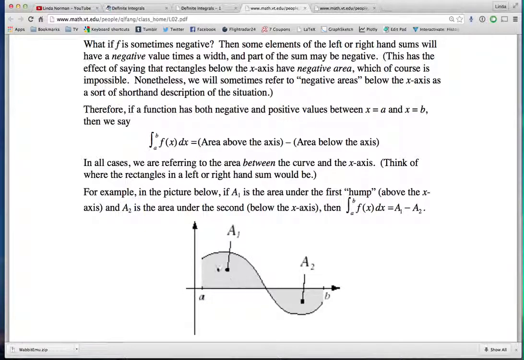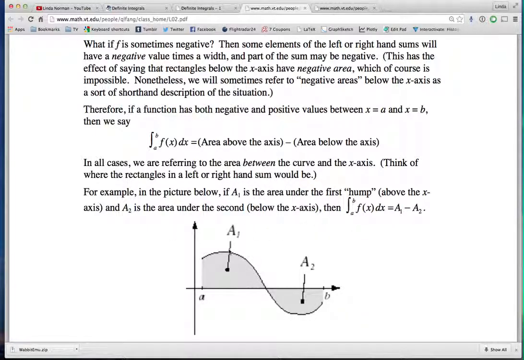So if I have a function, maybe part of it sits above, part of it sits below, when I go to take my rectangles and I evaluate my rectangle, say my x sub i sits here, now my x sub i is negative, which means when I take the area of that rectangle, the area is going to be negative. So I have to be careful when I'm evaluating the definite integral on functions that sit both above and below the x-axis. I need to think about what's going to happen.